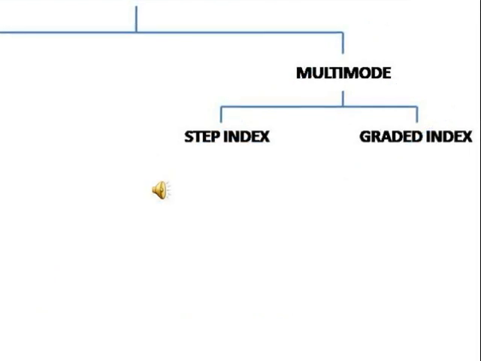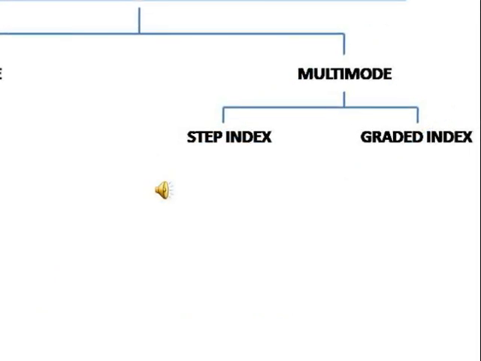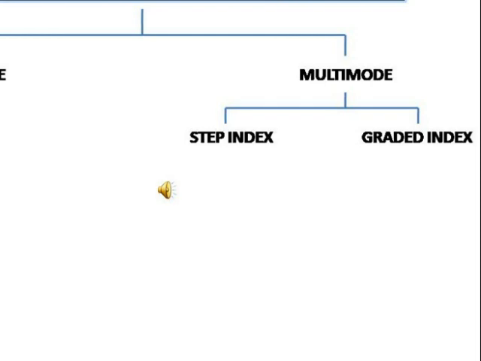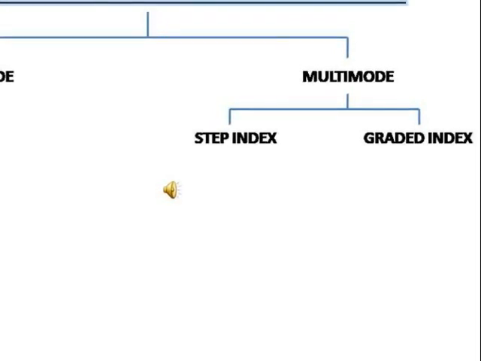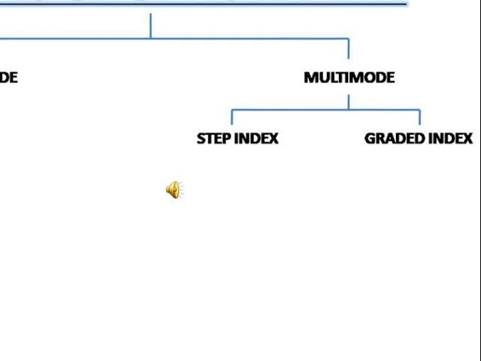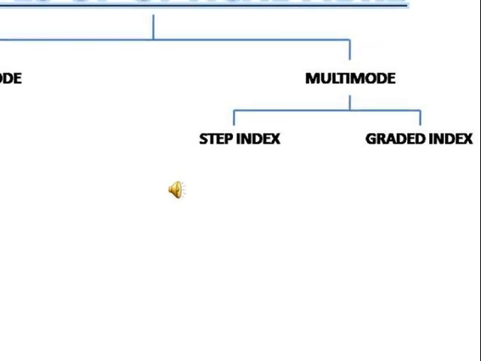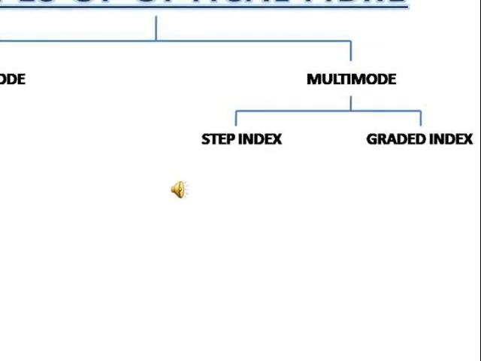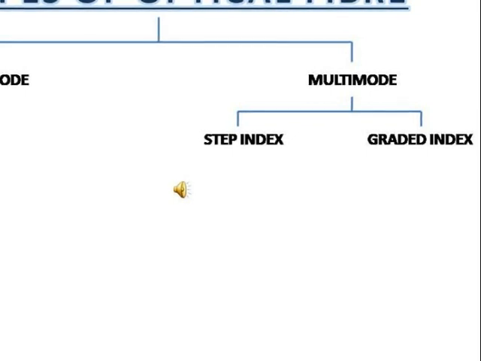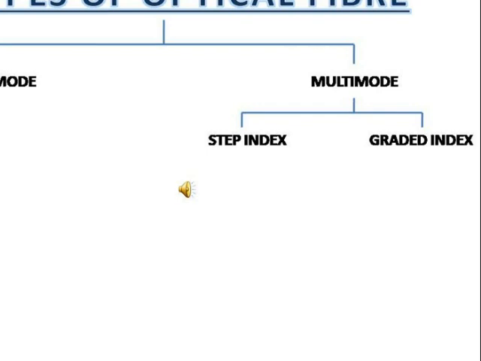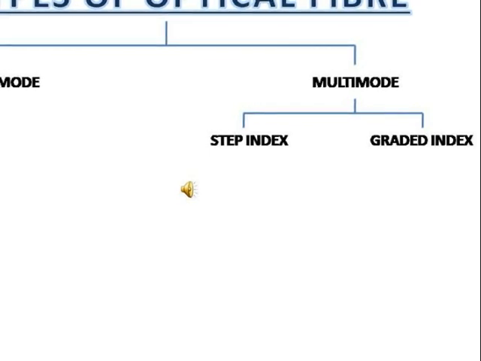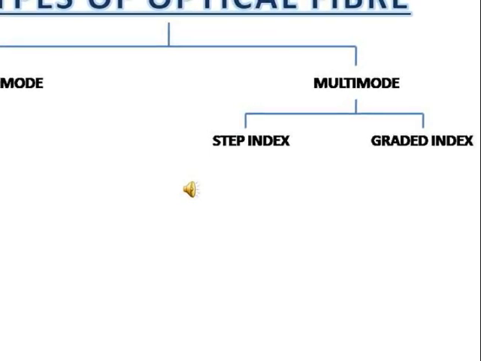Types of optical fiber. Now we are discussing the major types of optical fiber. There are two main types. Number one is monomode optical fiber and number two is multimode. Mono means single. If a single wavelength can be transmitted, it is named monomode optical fiber. And if multiple wavelengths can be transmitted, it is named multimode optical fiber.